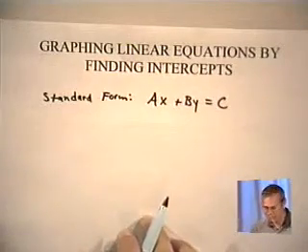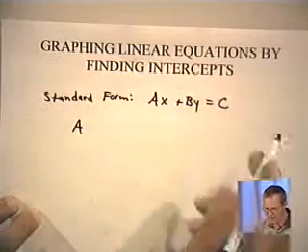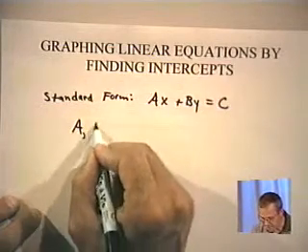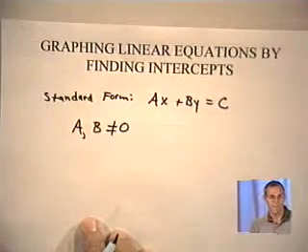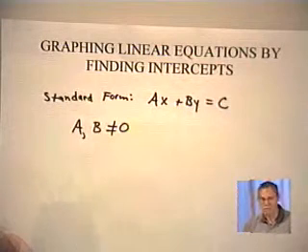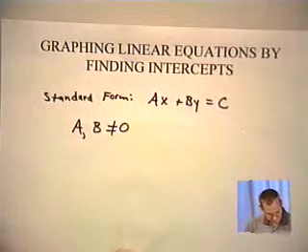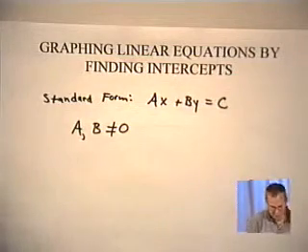Now for this lecture, I'm going to only talk about equations that are in standard form such that a and b are not equal to 0. Okay? So in each example, our a and b will both be numbers other than 0. Let's take a look at an example of a linear equation. I'll just make one up.